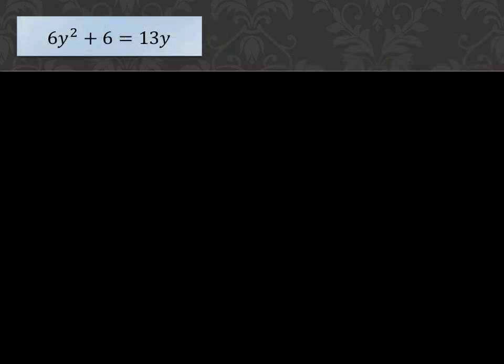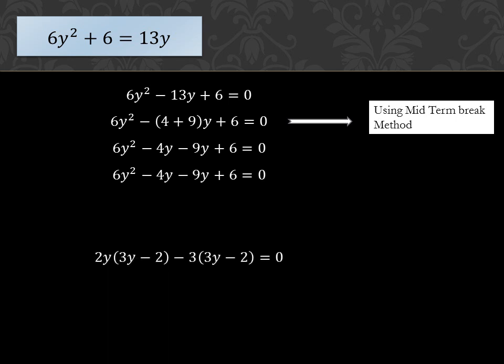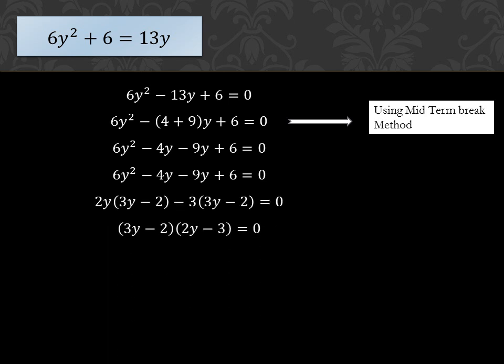After that we have to arrange the equation. After arranging, we have to break the midterm. After breaking the midterm, 6 into 6 is 36. So we have to get 36 after multiplication and 13 after addition or subtraction. So 4 into 9 is also 36, and 4 plus 9 is 13. Opening the brackets and taking common from the two brackets, we will get this answer, and we will put the common bracket once and the digits outside the bracket in the separate bracket.